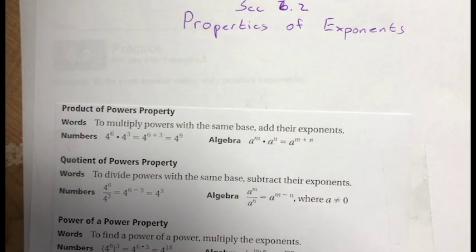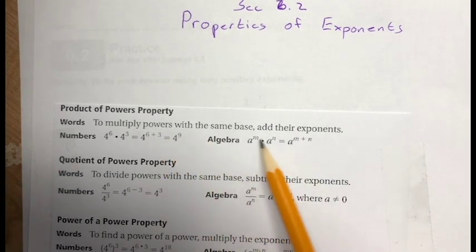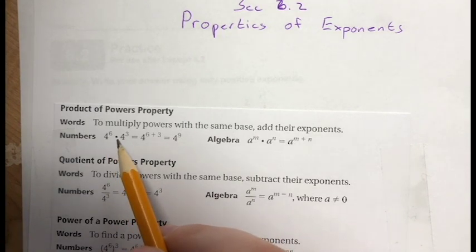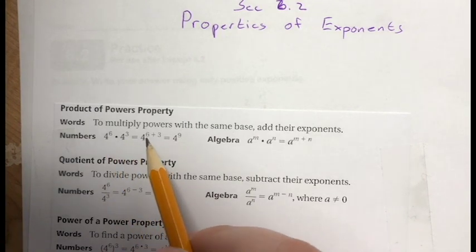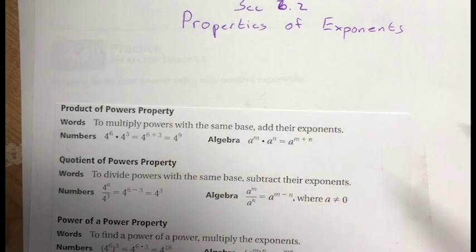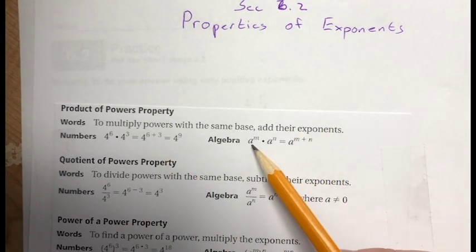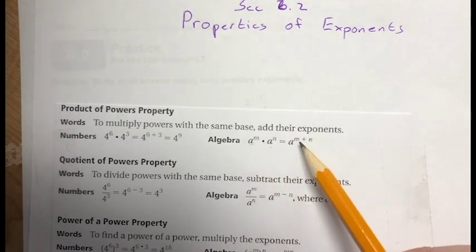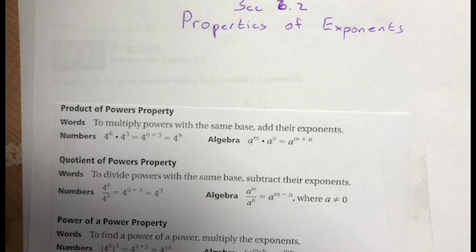So this one says product of powers property. It says to multiply powers with the same base, add their exponents. So I have 4 to the 6 times 4 to the 3 equals 4 to the 6 plus 3, 4 to the ninth. It's a very simple rule. Notice in the algebra, both of these have the same base, and when I'm multiplying, I just simply add the exponents.